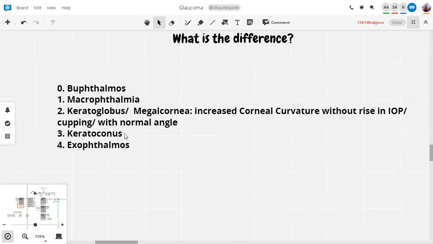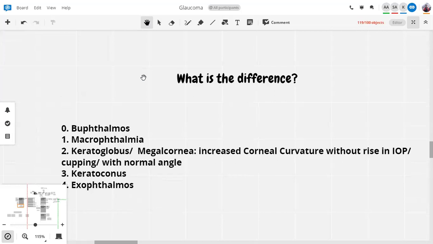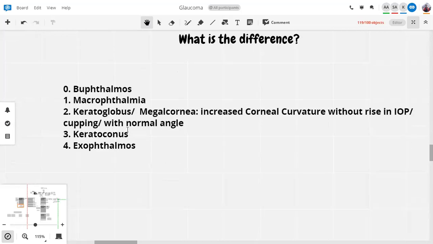What is keratoconus? Keratoconus and keratoglobus are somewhat similar. The difference is that in globus, there was a globe-shaped protrusion of the cornea. In keratoconus, we have a cone-shaped protrusion of the cornea. There is no IOP change in it. It has its own changes, its own signs, own symptoms, astigmatism, etc. You know those. We don't have to repeat them.